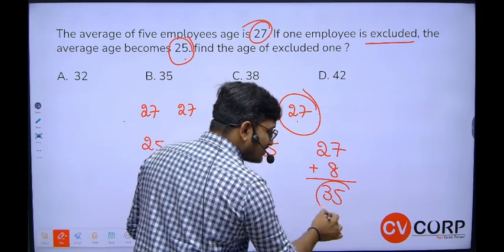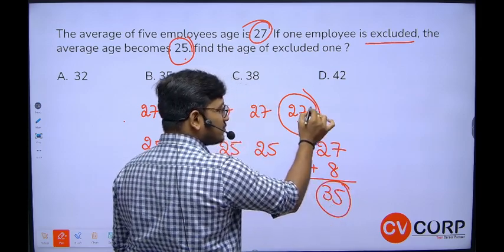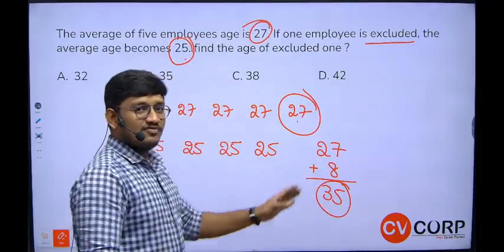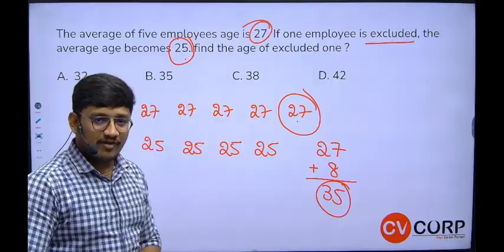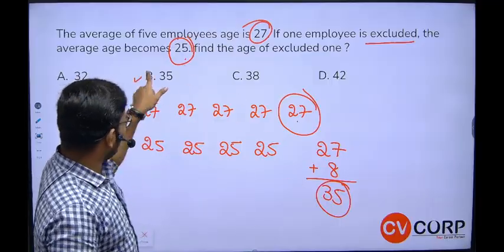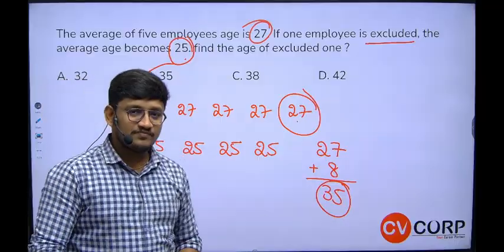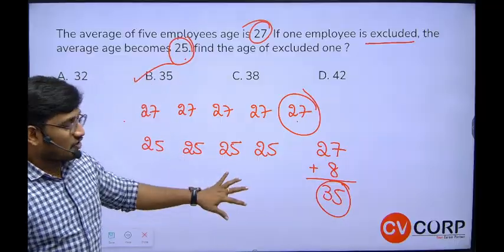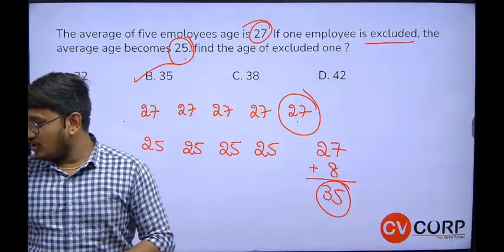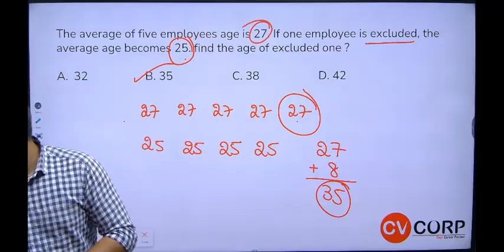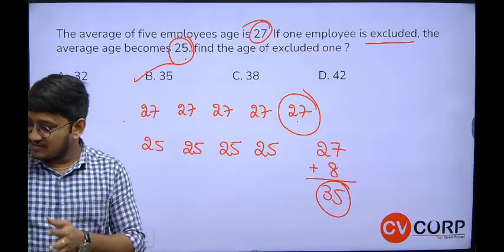Which indicates that while leaving the company, this person took 35 chocolates and left. That's the reason the average of the remaining 4 got 25. It means the excluded person's age is 35. So this is one way of understanding the question, like the chocolate method we discussed previously. I can see almost the entire chat box, more than 20 answers. I got 35 as the answer.